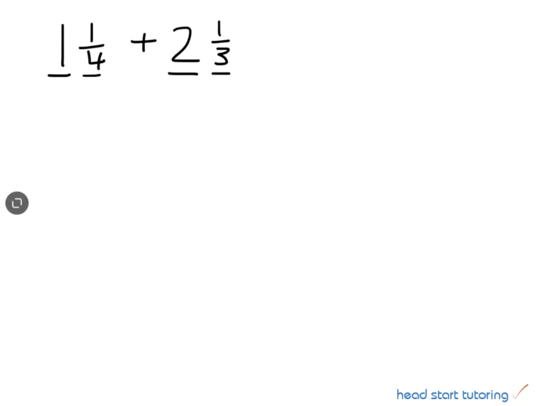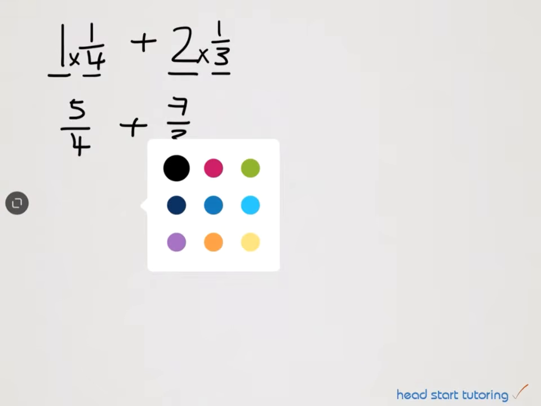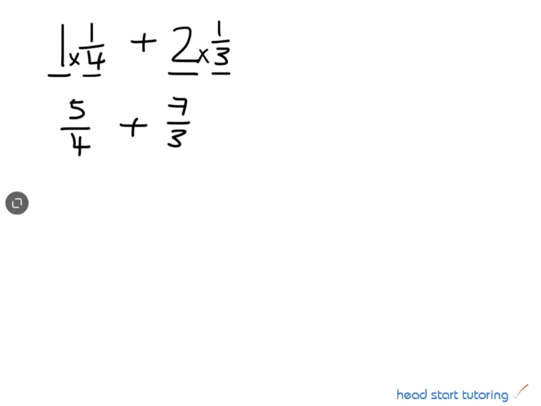So 1 and 1/4 is equal to 1 times 4 is 4 plus 1 is 5 over 4, and then we add 2 times 3 is equal to 6 plus 1 is 7 over 3. So now we've got 5 over 4, which is equivalent to 1 and 1/4, and 7 over 3, which is equivalent to 2 and 1/3. So we now need to find a common denominator, or an LCM, between 4 and 3, which we will find is 12.